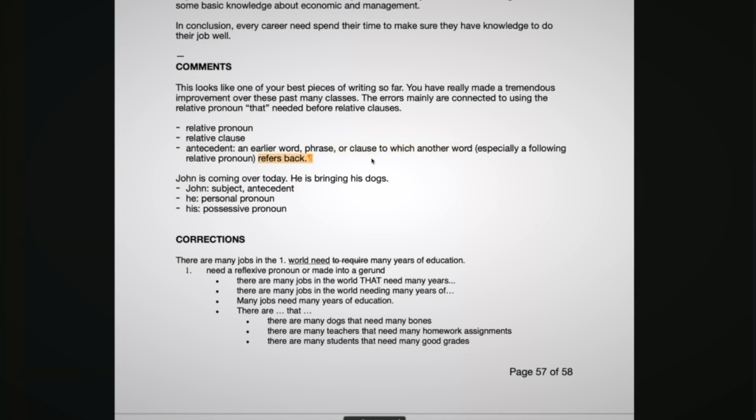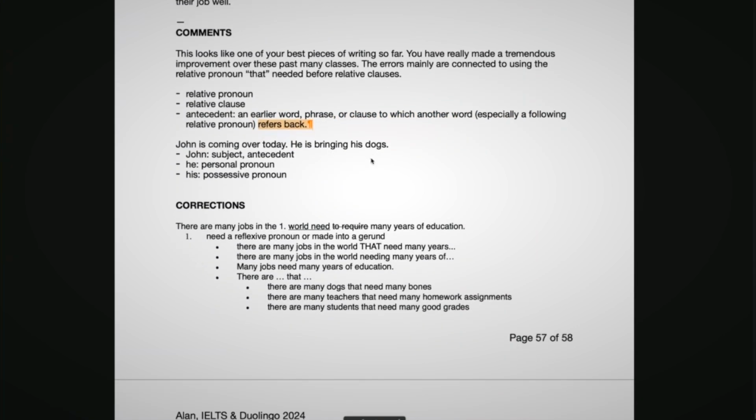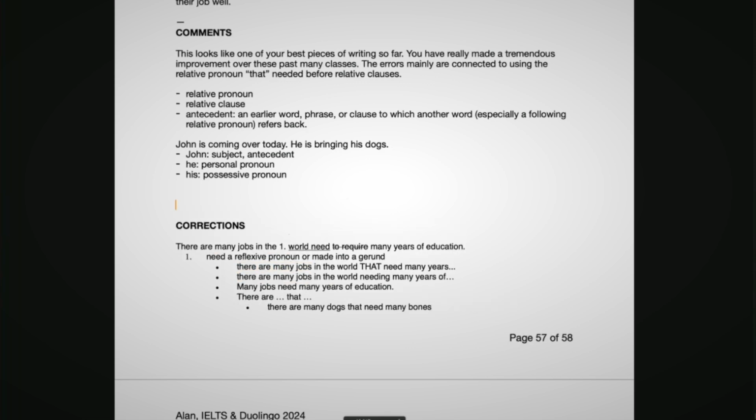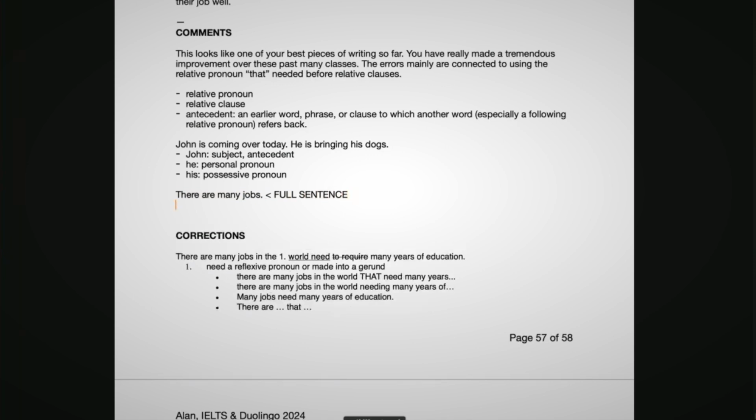Now, there are many jobs. There are many jobs is a full sentence. We have a subject, a verb, and the verb's object, right? This is a full sentence. We could say these jobs need many years of education.